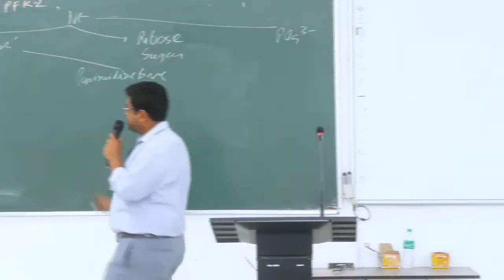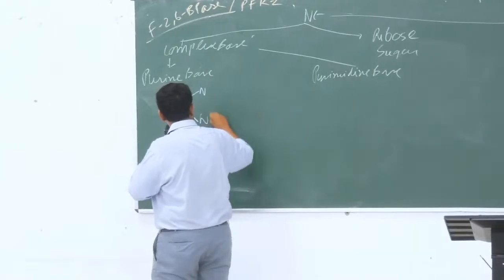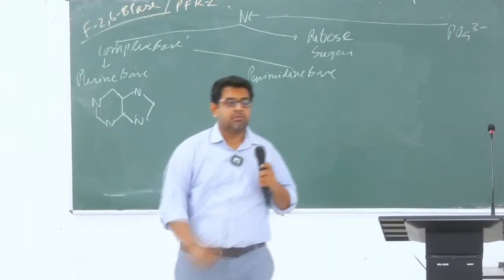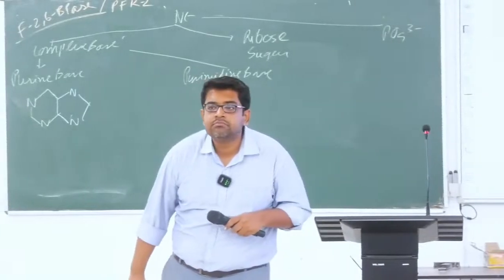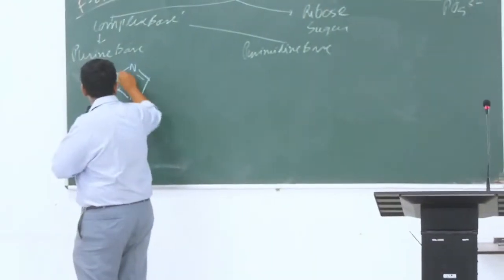After this, put a 5-member ring with 2 nitrogen. N. And that's it. This is a purine ring. How hard was it? It's a purine ring. And put 3 double bonds here, here, here, and here. You are done with it. So easy.